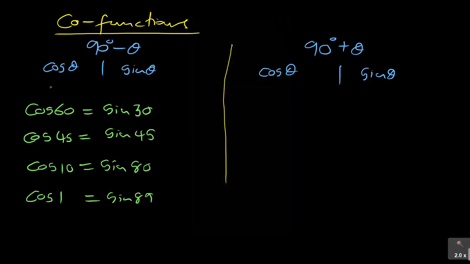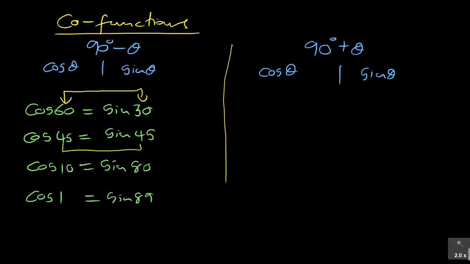Now the question is, what was I using? Is it because I crammed these? No. Look at something that is common here. If I take 60 plus 30, if I take 45 plus 45, if I take 10 plus 80, if I take 1 plus 89, there is one number that I'm getting. It all adds up to 90 degrees. So 60 plus 30 is 90, 45 plus 45 is 90, 10 plus 80 is 90, and 1 plus 89 is 90. So as long as it is going to add up to 90, the two are equal.